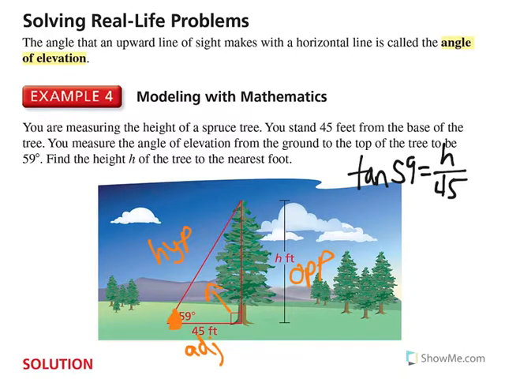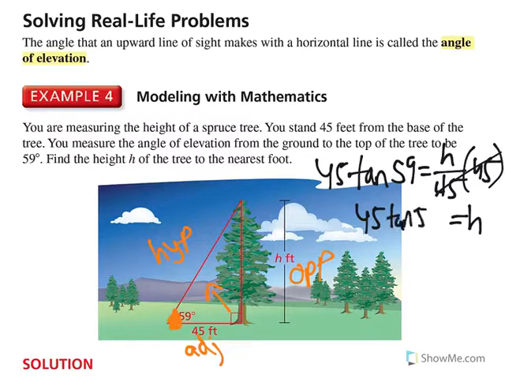Okay, so right now the height is being divided by 45, so to undo division, I'm going to multiply both sides by 45. So it cancels out on that side, so I just get the height is equal to the 45 tangent of 59. So when you type this in, this is like one big thing. It's being multiplied. When I have that 45 outside the tangent, it's being multiplied with the tangent of 59. Okay, tangent works like a function, and so we're taking the tangent of 59 degrees.